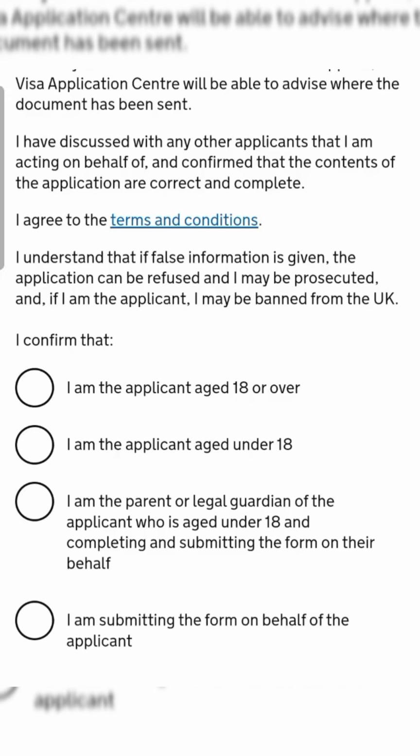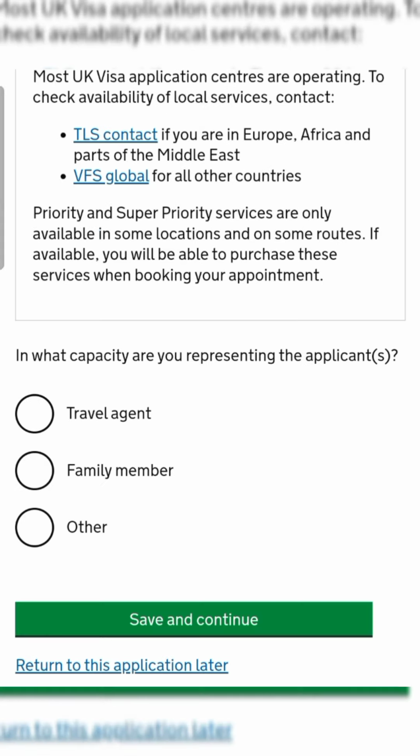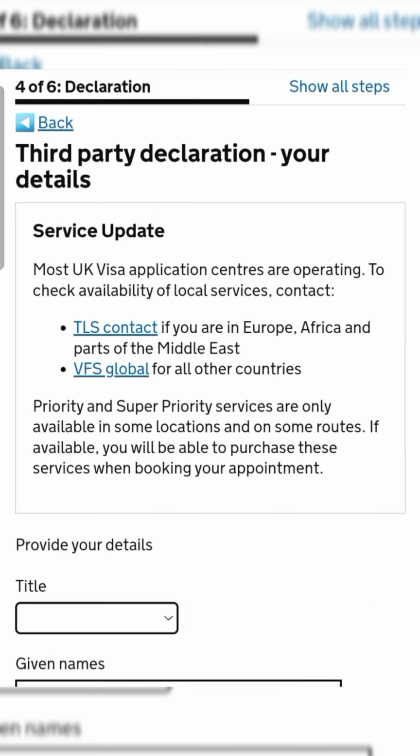Now, these 2 options have different outcomes. The second one has a different outcome while the third one has a different outcome. It doesn't mean your visa outcomes, it just means the application process. If you pick the second option, it will take you to a question where you're asked in what capacity you are representing the applicant. You just go ahead and say family member, save and continue, and that is it. But if you choose the option that says you're the parent or the guardian, you will have to do the third party declaration.